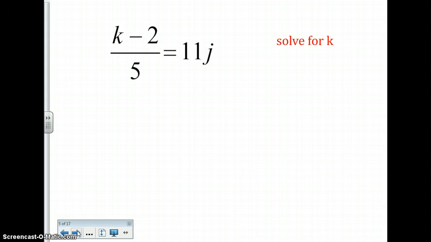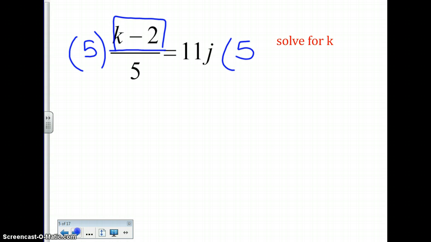So in this one, they're asking us to solve for k. That's in the top term here, so I want to go ahead and get rid of our fraction. Again, if I multiply by the reciprocal, I'm multiplying by 5. Guess I should say we're multiplying by the denominator. So that would give us 1. So that leaves us k minus 2 on one side of the equation. The other side, we can go ahead and multiply 5 times 11j, giving us 55j.